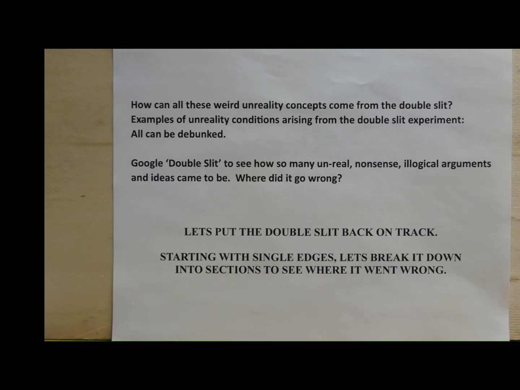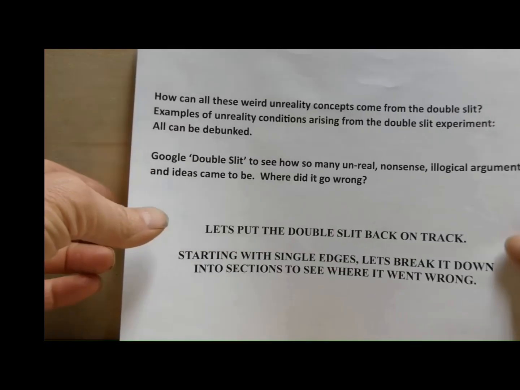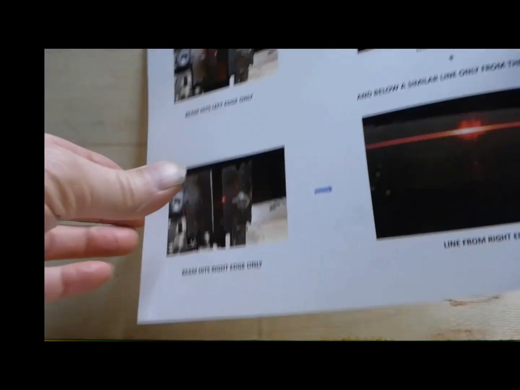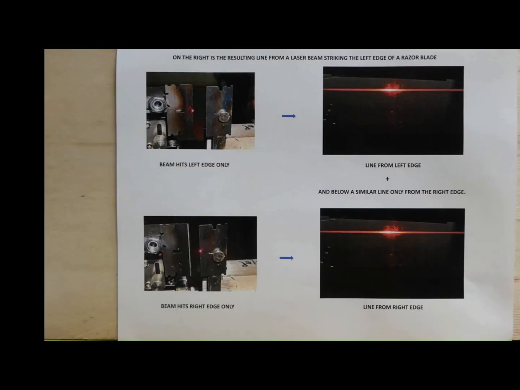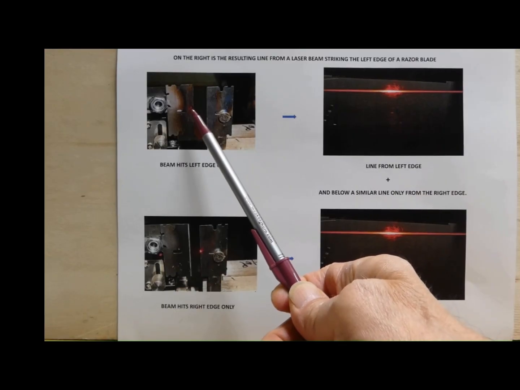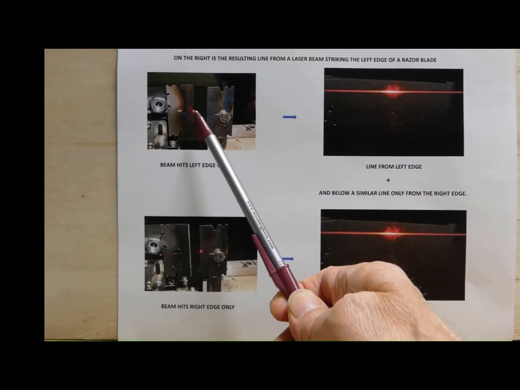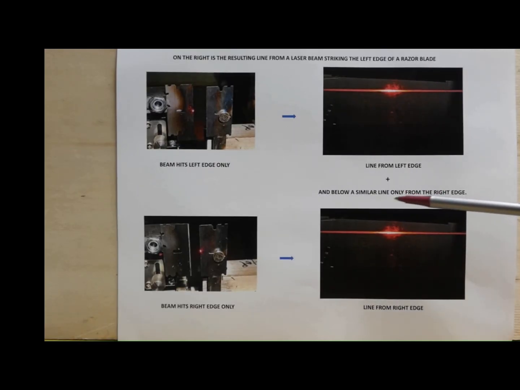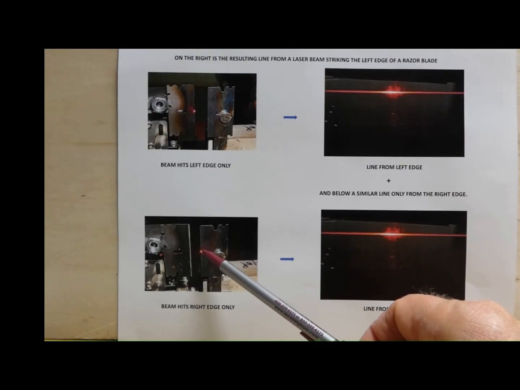Starting with single edges, let's break it down into sections to see where it went wrong. Okay, on the right is the resulting line from a laser beam striking the left edge of a razor blade. Here it's hit the left edge, and this will be a slit when we close it. Okay, and below is a similar line from the right edge only.